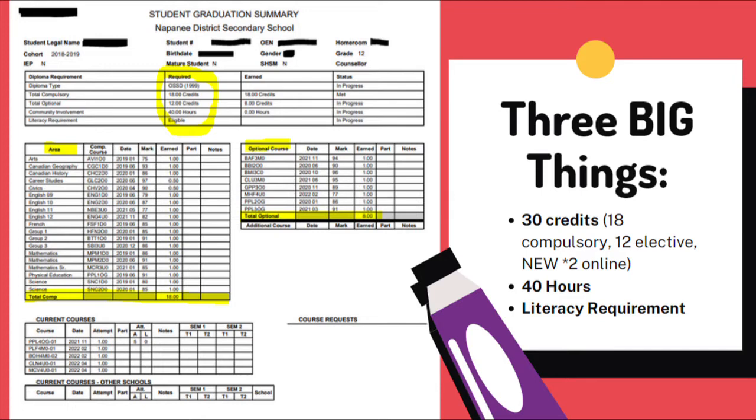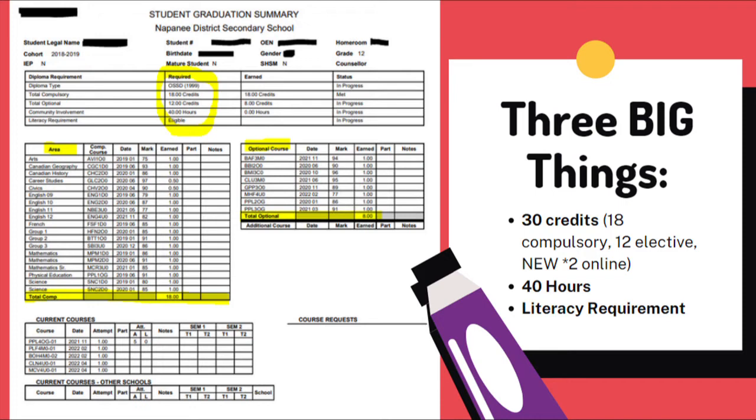If you have a look at the top section of the page, you'll see all of the big graduation requirements. And remember, when we talk about graduation in its simplest form, we talk about the three big things: 30 credits, 40 hours, and the literacy requirement. You can see where all of these big things are tracked at the top. The rest of your grad summary is devoted to tracking those 30 credits, including the 18 compulsory credits and 12 electives required for graduation. You'll see a note on the slide that the 30 credits now also includes 2 mandatory online learning courses. More on that in a moment.